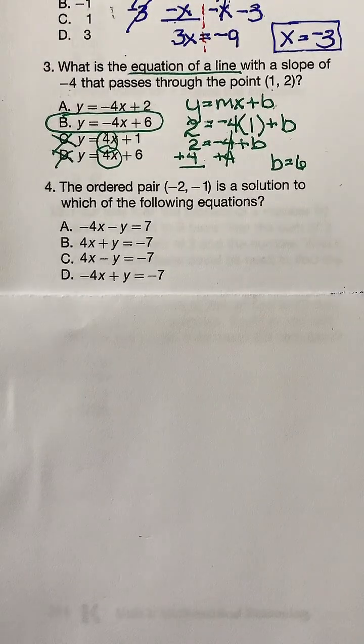So let's take a look at the next one. The ordered pair -2, -1 is a solution to which of the following equations? Is it A, -4x minus y equals 7? Is it B, 4x plus y equals -7? C, 4x minus y equals -7? Or D, -4x plus y equals -7?